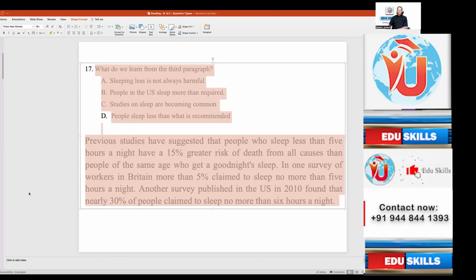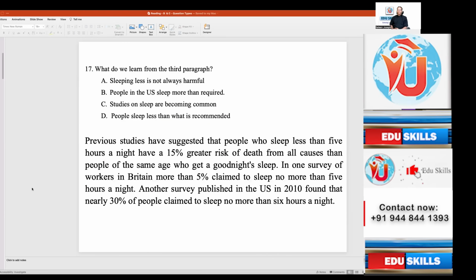So let's listen. What do we learn from the third paragraph? A. Sleeping less is not always harmful. B. People in the US sleep more than required. C. Studies on sleep are becoming common. D. People sleep less than what is recommended.